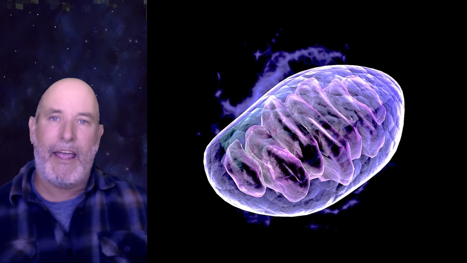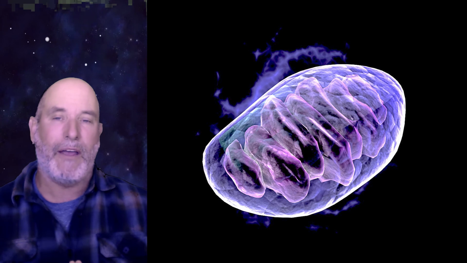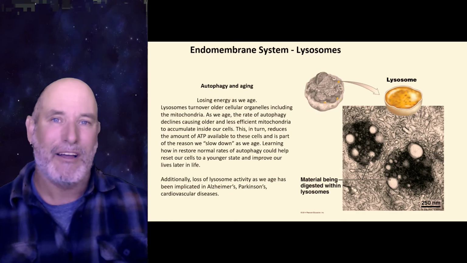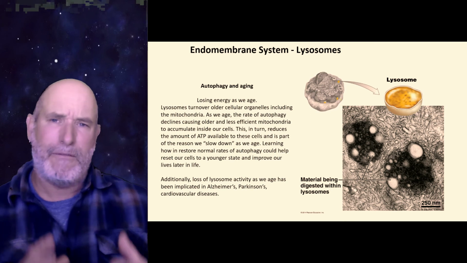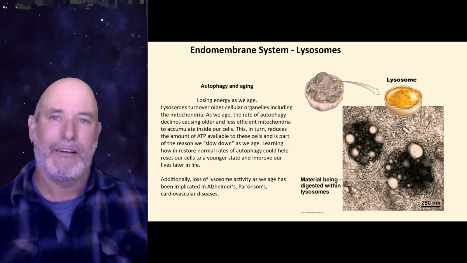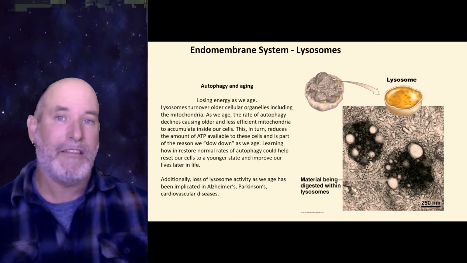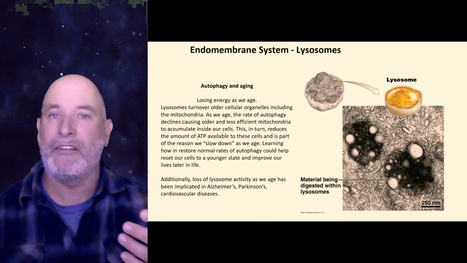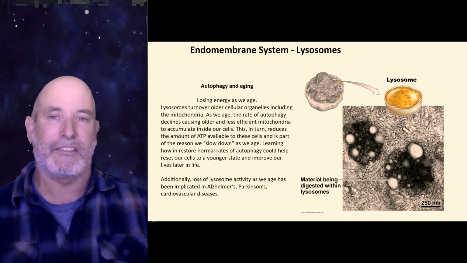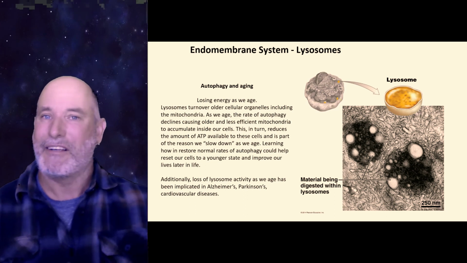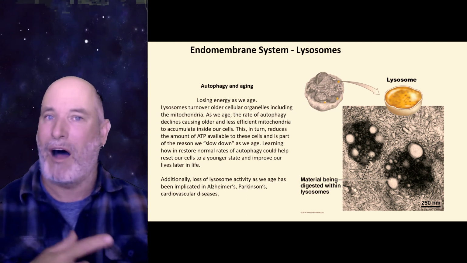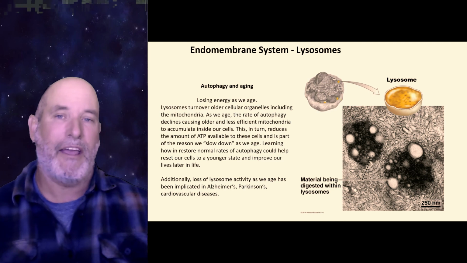Well, as we age, the rate of autophagy slows down. So we begin to accumulate these older, less efficient mitochondria. That means we make less ATP. That means we have less energy. That means we move less. We exercise less. Our muscles get smaller. We atrophy. We move less. You see the self-feedback here. We got a positive feedback loop, and that's part of the aging.